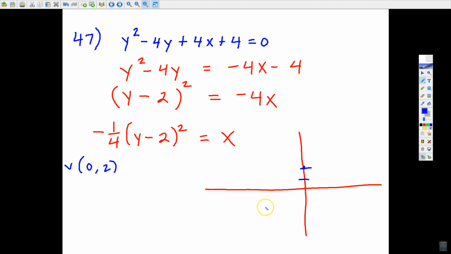Can somebody tell me, has anybody already found the focus? So we're just going to jump right to it. You used the formula, you found C, you know which way to travel from the vertex. Anybody want to give us the focus? Stacy. -1, 2.